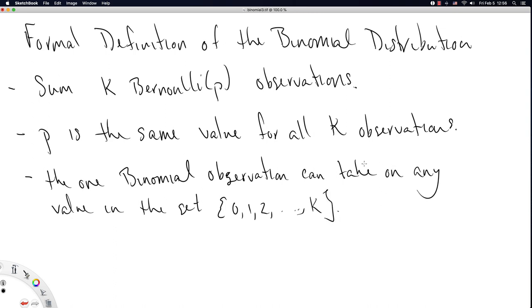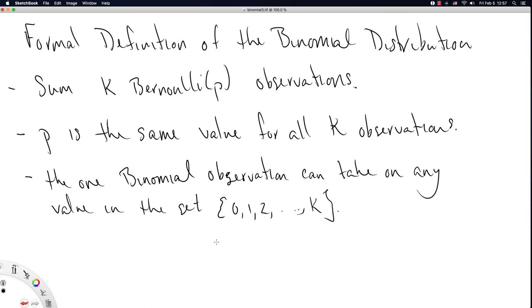Now let's explain that just a little bit. If we are evaluating capital K Bernoulli observations, then each of the K Bernoullis is either a 0 or a 1. Well, if we're summing them up, then if we sum up capital K zeros, then the binomial can only be 0. If we sum up capital K ones, then the sum has to be capital K. And in fact, if we sum up a vector of 0 and 1s, then we're going to get some integer in between 0 and K. Notice there are K plus 1 possible values that a binomial can take on.